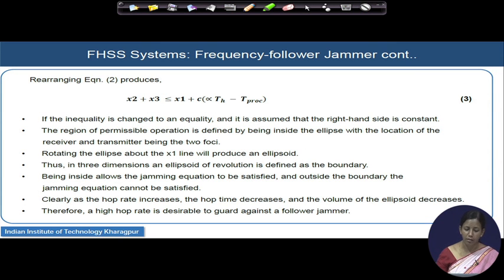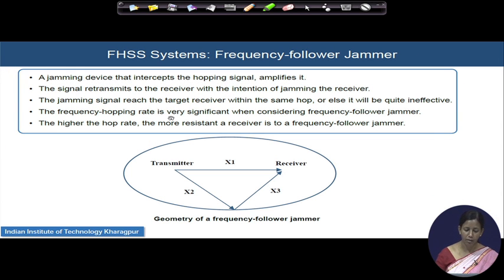If we rearrange the last equation, we end up with x2 plus x3 should be less than or equal to x1 plus c into alpha TH minus t proceeding, as shown in equation number 3. If on the right-hand side we change this inequality to an equal sign, what we end up with is that the region of permissible operation of the jamming is inside an ellipse, as shown in this figure, where the transmitter is one focus of the ellipse and the receiver is the other focus.